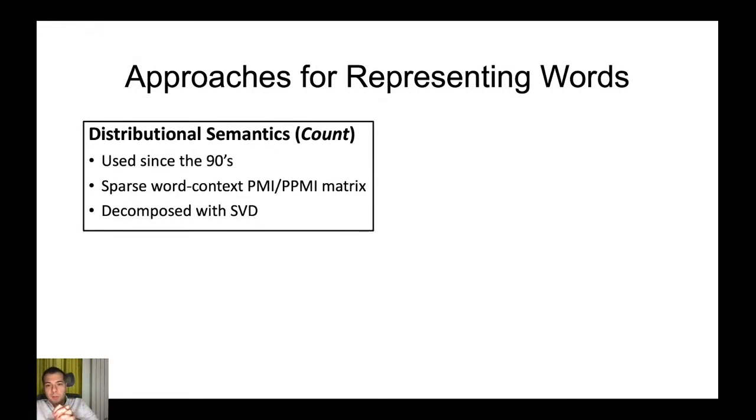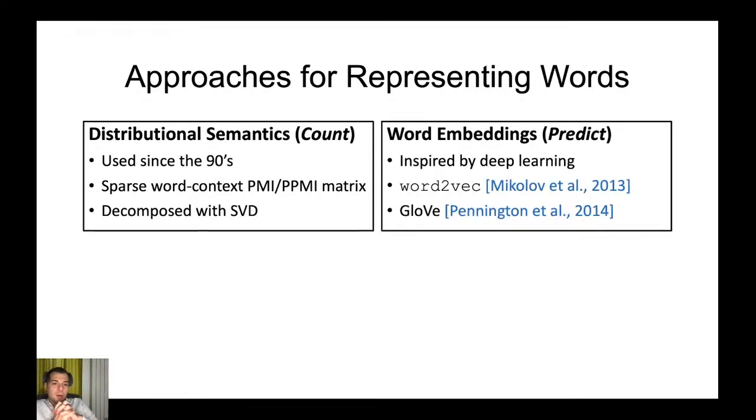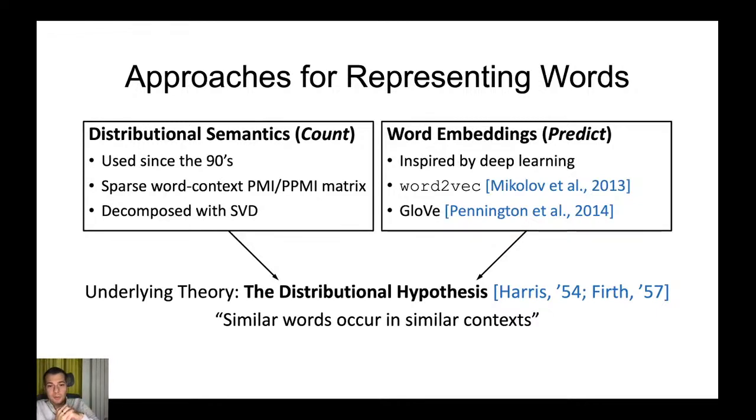So possible approaches from the previous literature are based on distributional semantics. We can use here word occurrence matrices, or word context matrices, or word document matrices. And these are usually either based on count statistics or decomposed using a singular value decomposition. And we also have the neural approaches, which are inspired by deep learning. The most popular word embedding approaches are Word2Vec and GloVe. All these are based on the distributional hypothesis that was introduced by Harris and Firth in the 50s, which is based on the fact that similar words occur in a similar context.